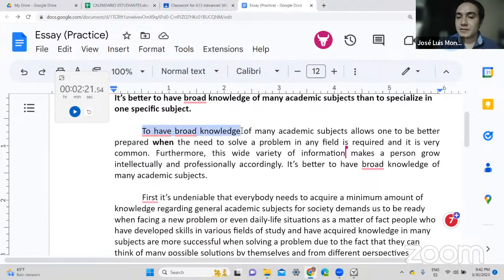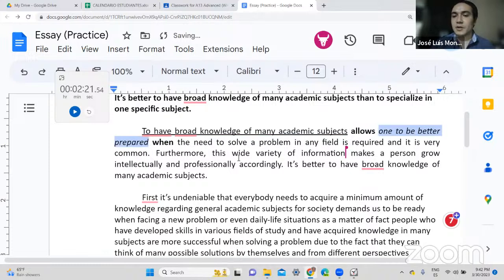So the first complete idea is here: to have broad knowledge of many academic subjects. This is the subject, right? All of that is one subject. Allows, that's going to be the verb, and the rest of it is just complement, right? So that's one complete idea. Then the need, this is subject, then this is the verb, and this is the verb in passive voice, right? And that's it. And actually, yes, I didn't pay attention to this last part.